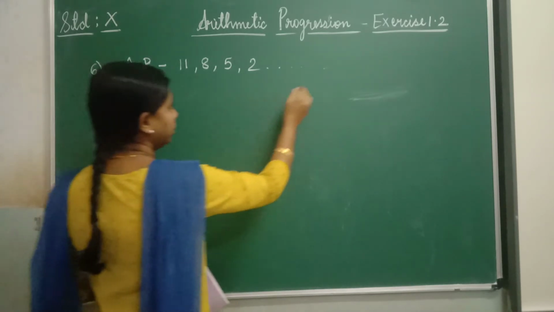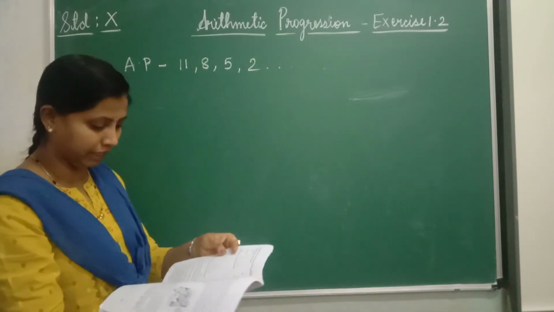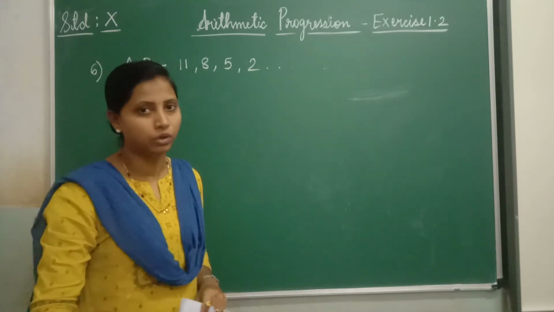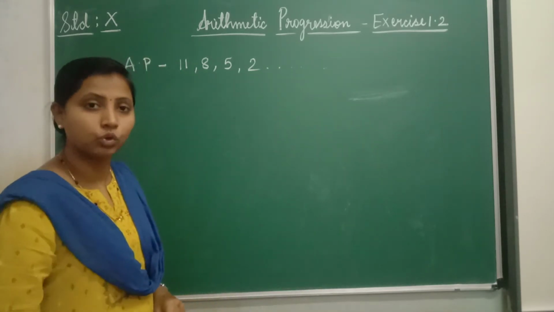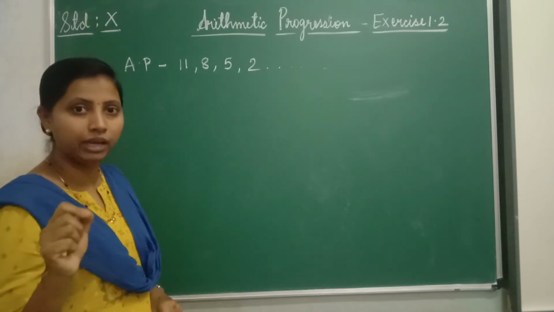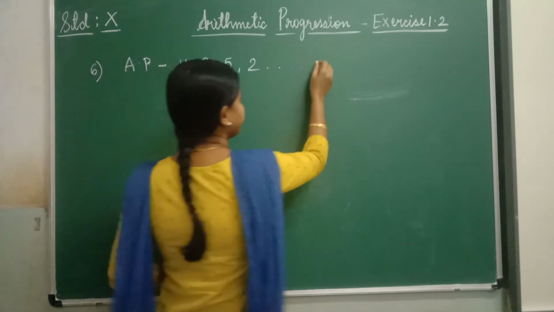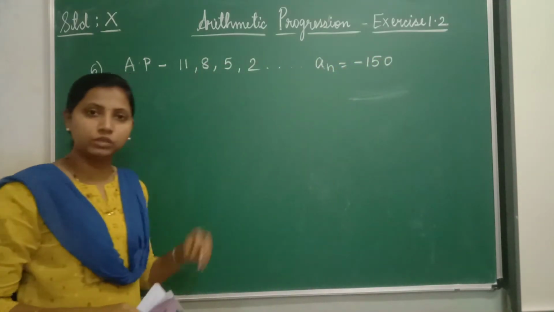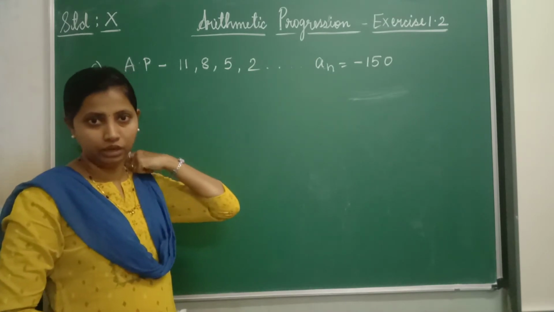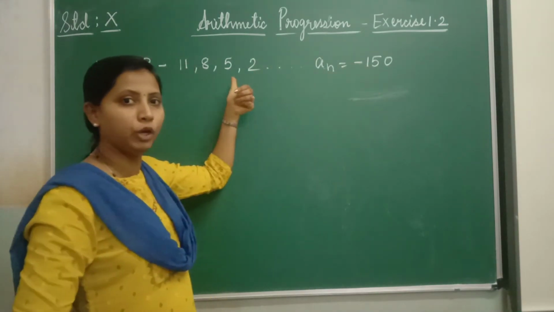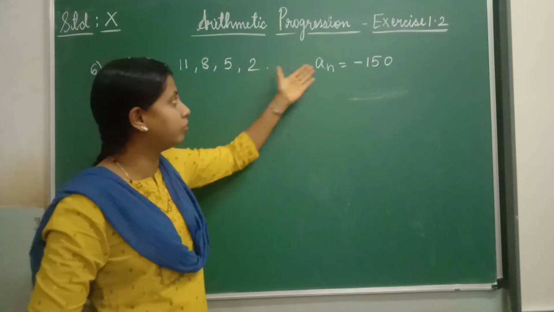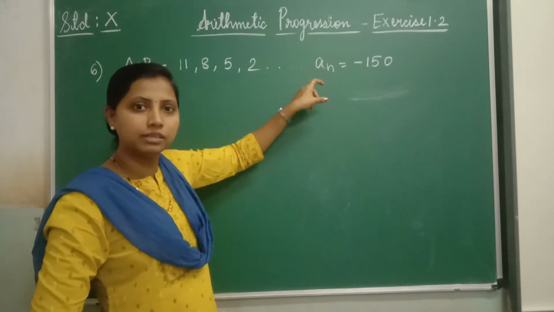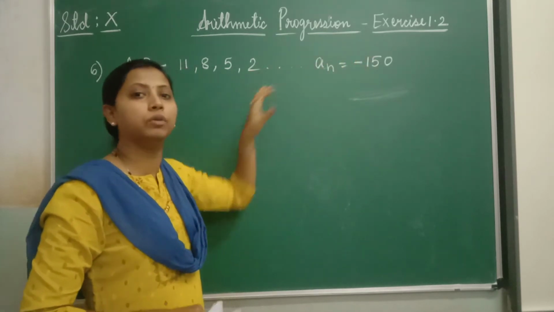Yes, you have to find out whether -150 is a term of this particular AP or not. So we have to take -150 as the nth term and use a_n = a + (n - 1)d and find out whether this is a term of this AP or not. If it is a term, you will get n. Then you will understand that -150 is that term of the AP.